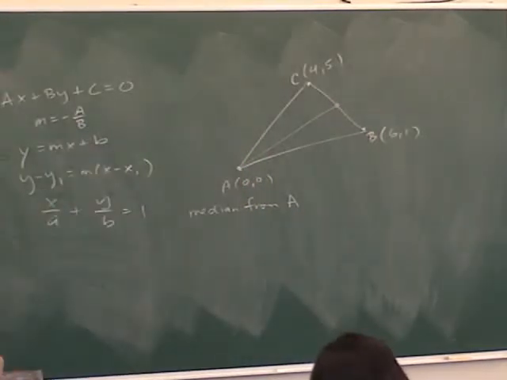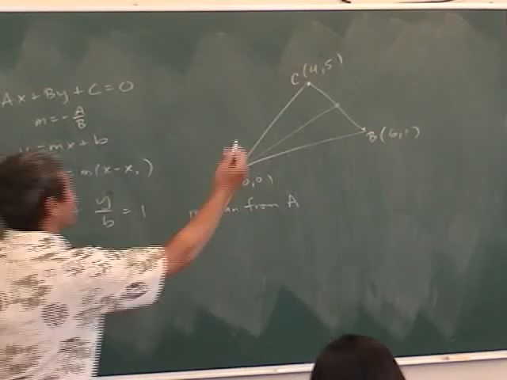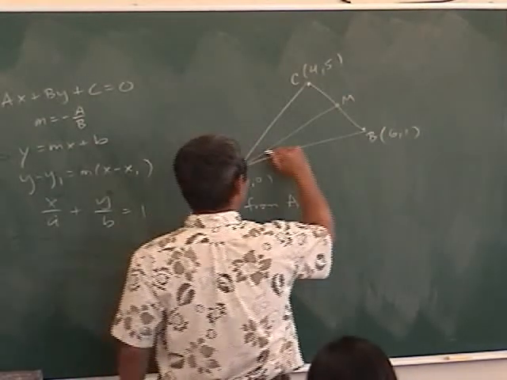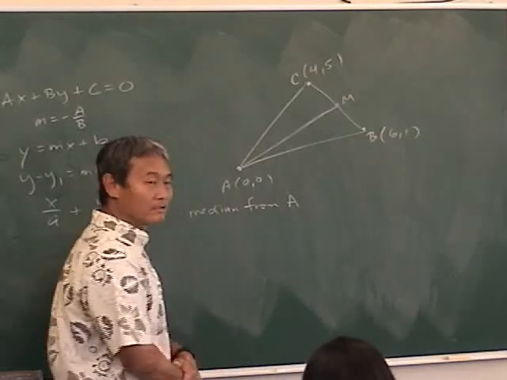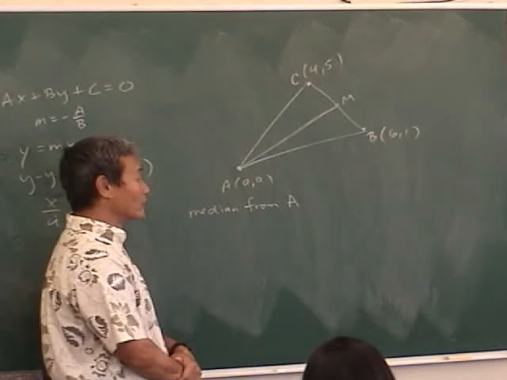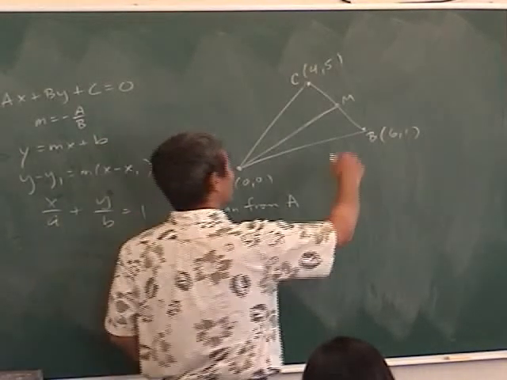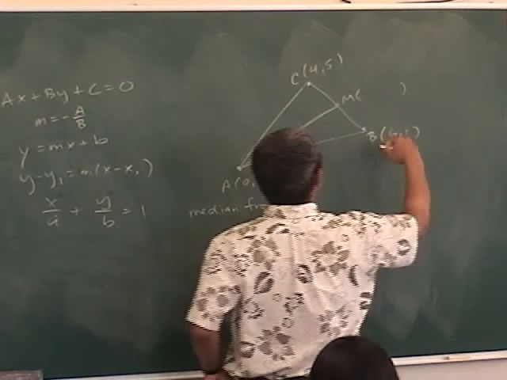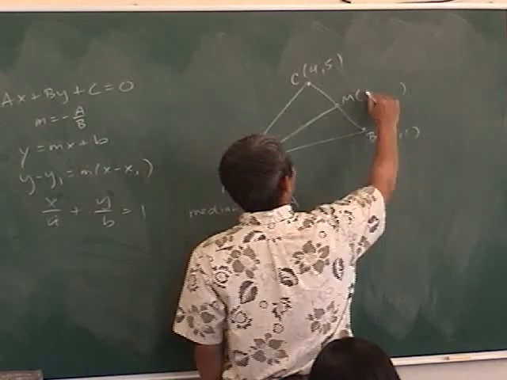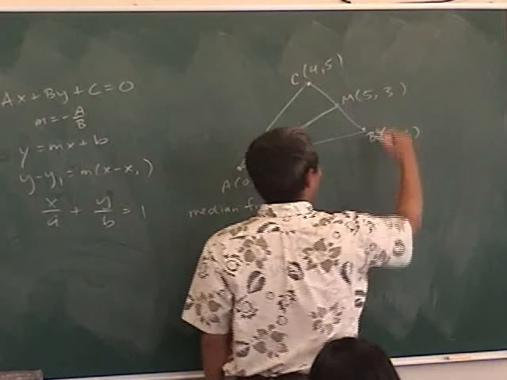Okay, write the equation of the line. Why don't we just call this point M for midpoint? Write the equation of this line that connects these two points. What's the first thing I should do? Find M. Using the midpoint formula, M is (5, 3). Can everybody do that?